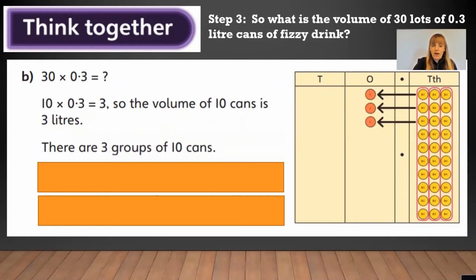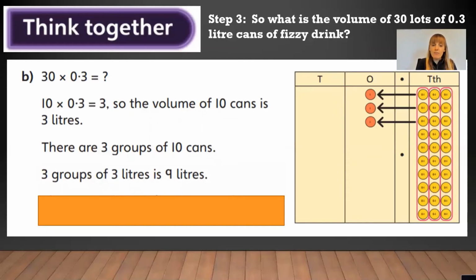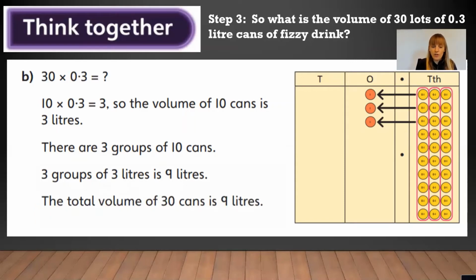Now, I've got 3 groups of 10 cans because I've got 30. So I have to multiply my 3 litres by 3, which would give me 9 litres. So the total volume for 30 cans would be 9 litres. So 30 multiplied by 0.3 gives me 9 litres in total. A little bit more confusing with the steps there, but essentially you can use your known facts to help you with 3 times 3 being 9, and you can adjust with the different methods.